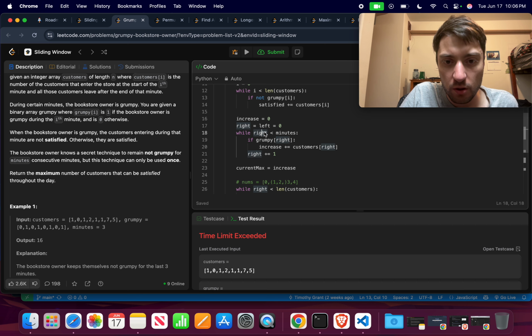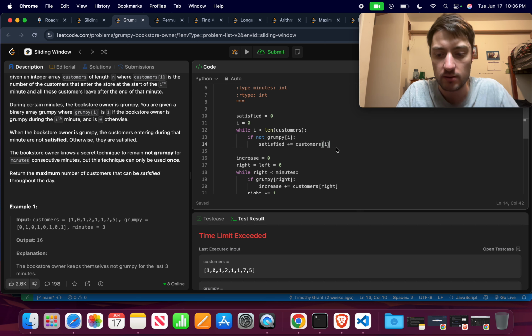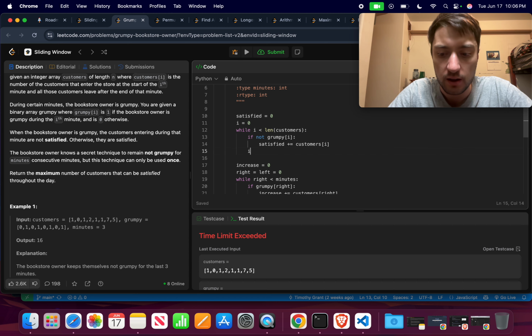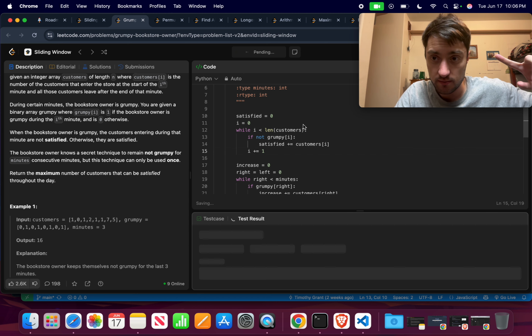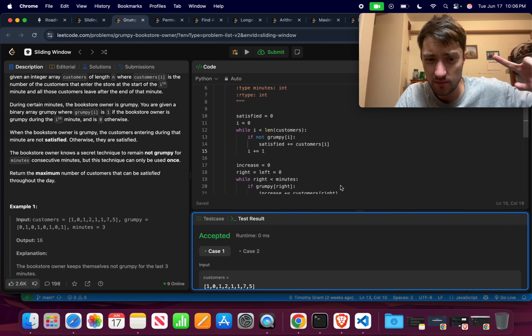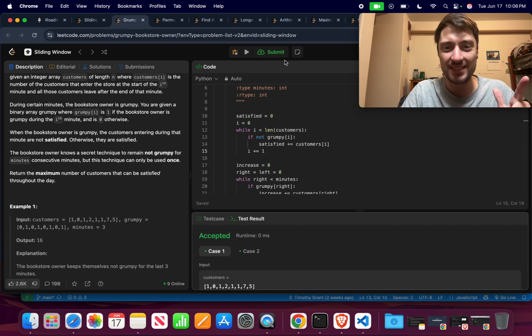So while right is less than minutes, okay, I increase right. While I is, I plus equals 1. Okay, let's run it again. Okay, 2 accepted. Let's press that submit button and let's see.